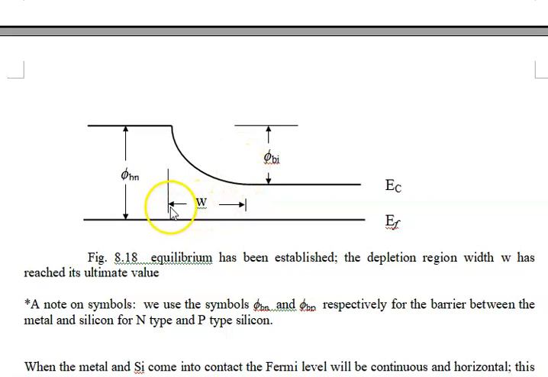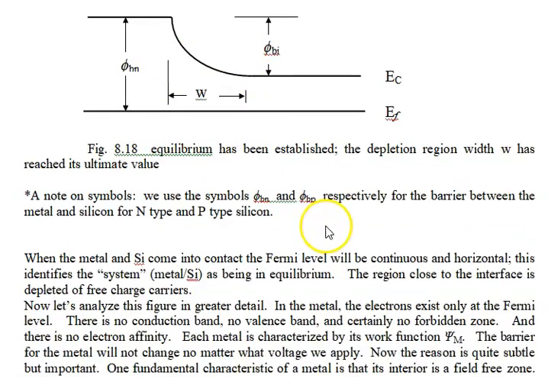And of course W again is this region which is essentially depleted of charge. It probably would have a charge density on the order of 10 to the 10th. So when equilibrium has been established, Fermi levels are congruent, the depletion region W has reached its ultimate value, and it depends on the doping of the silicon and the difference in the work functions between the metal and the silicon.